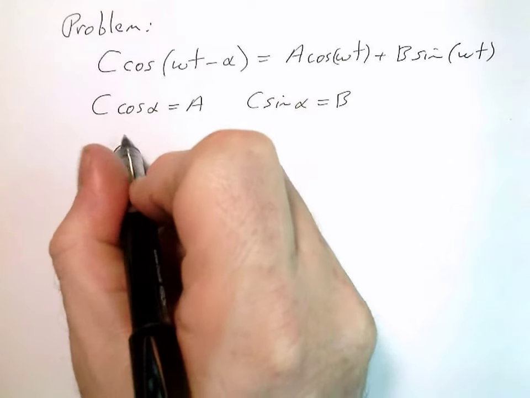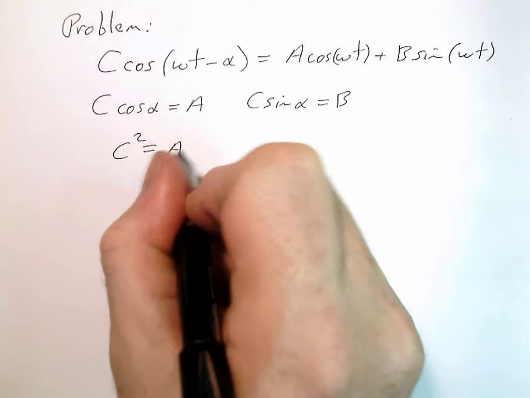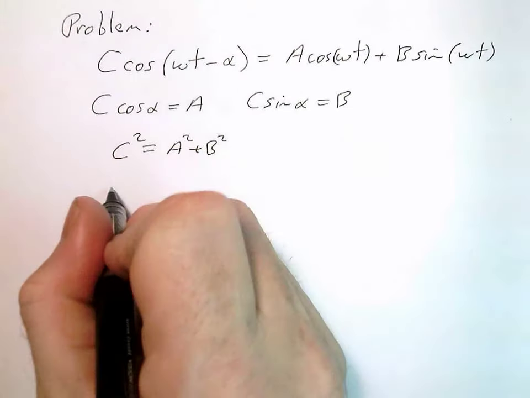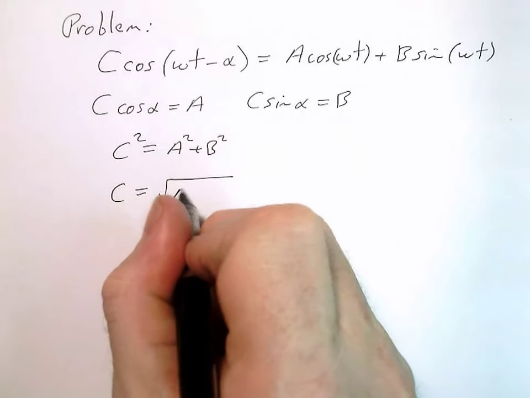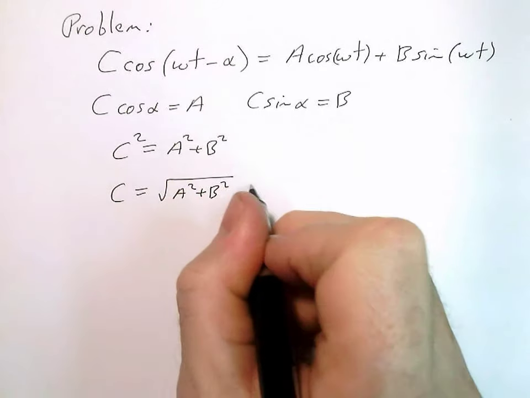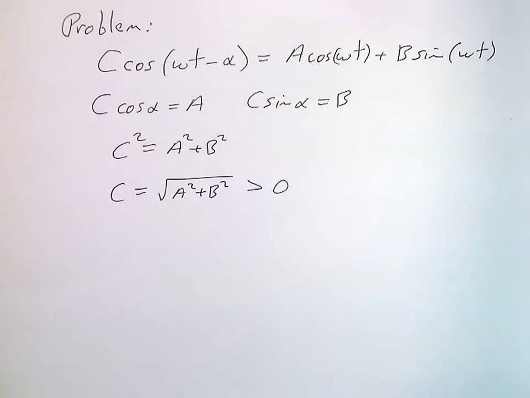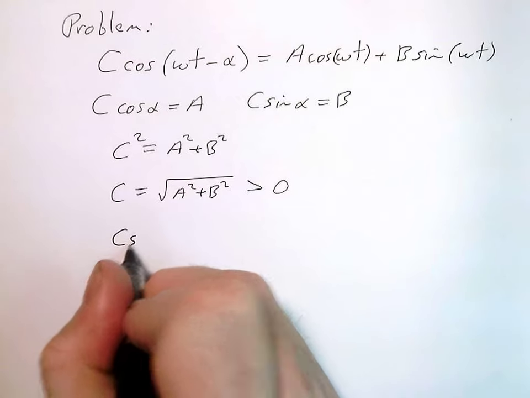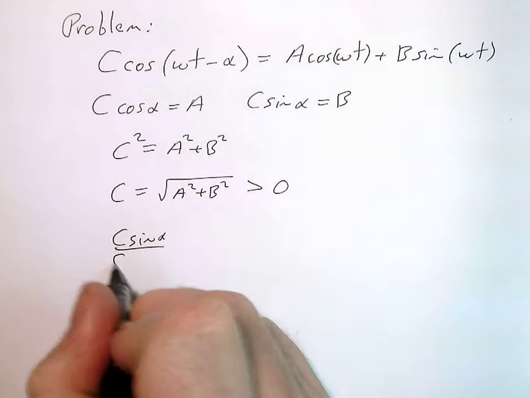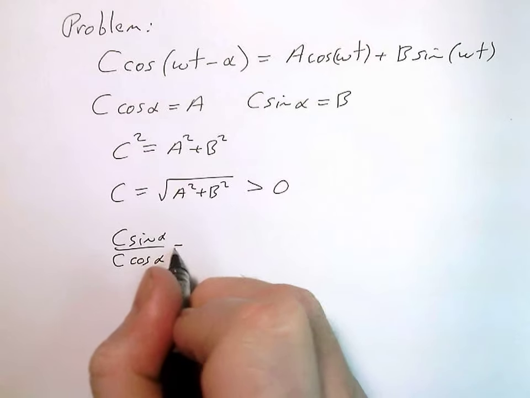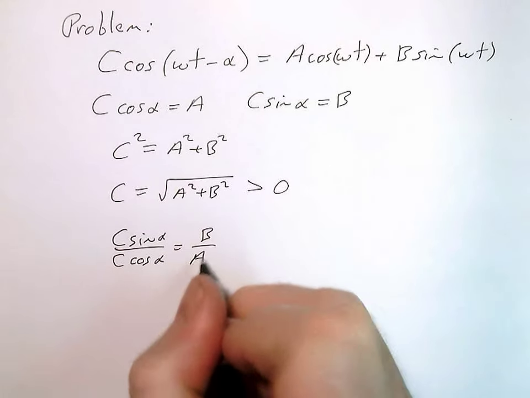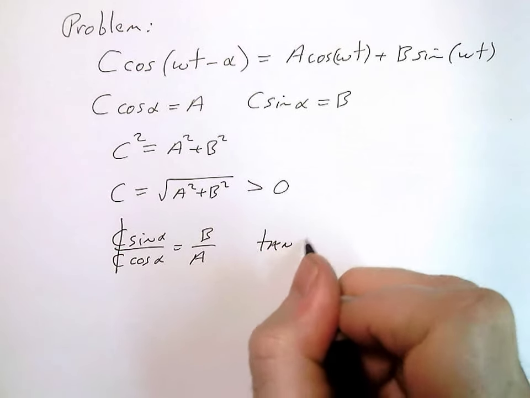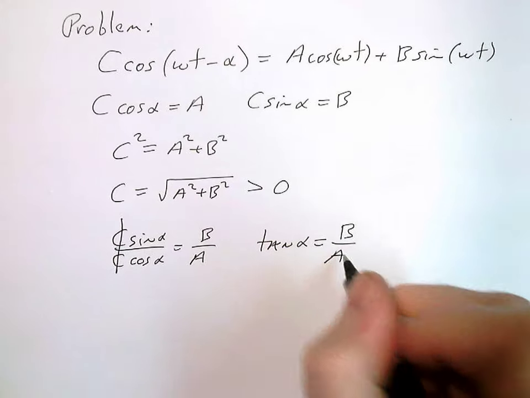And our C squared is A squared plus B squared because sine squared plus cosine squared is 1. And we let C be the square root of A squared plus B squared, which is going to be positive, right? And then if I take this over this, C sine of alpha over C cosine of alpha is B over A, but these C's cancel, so this becomes tangent of alpha is B over A.